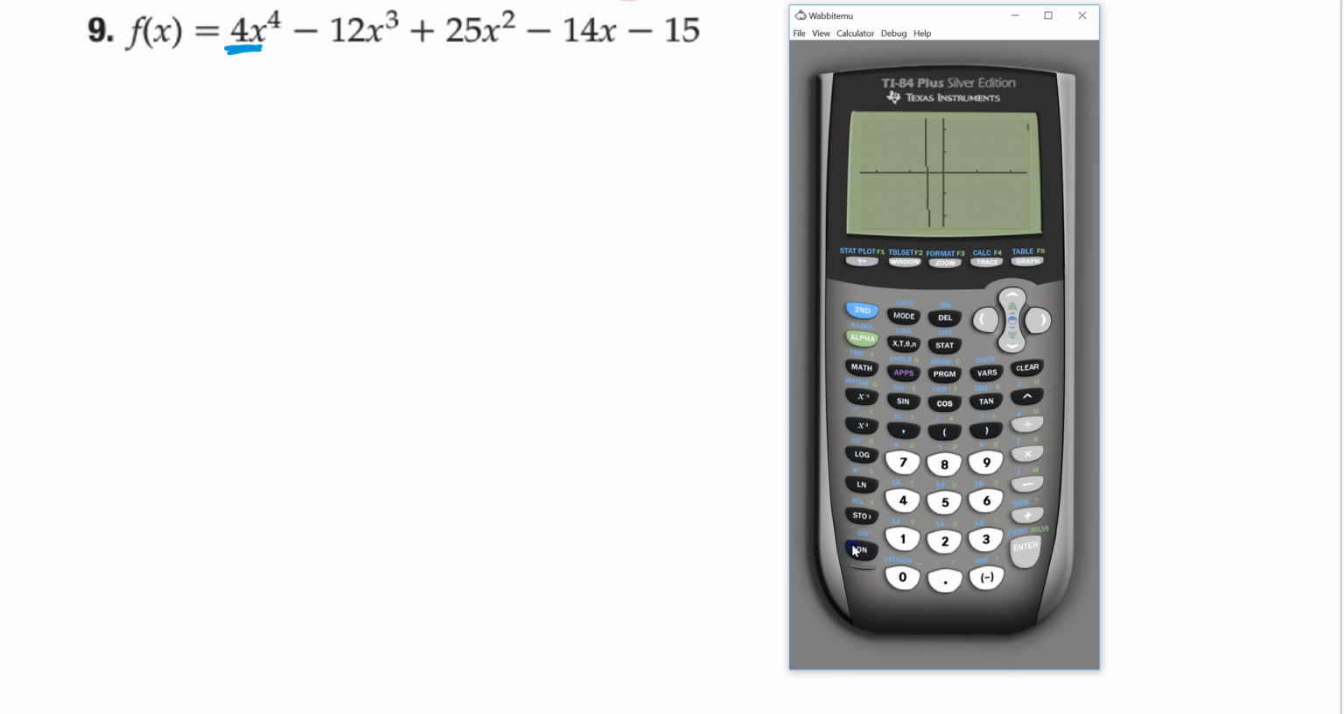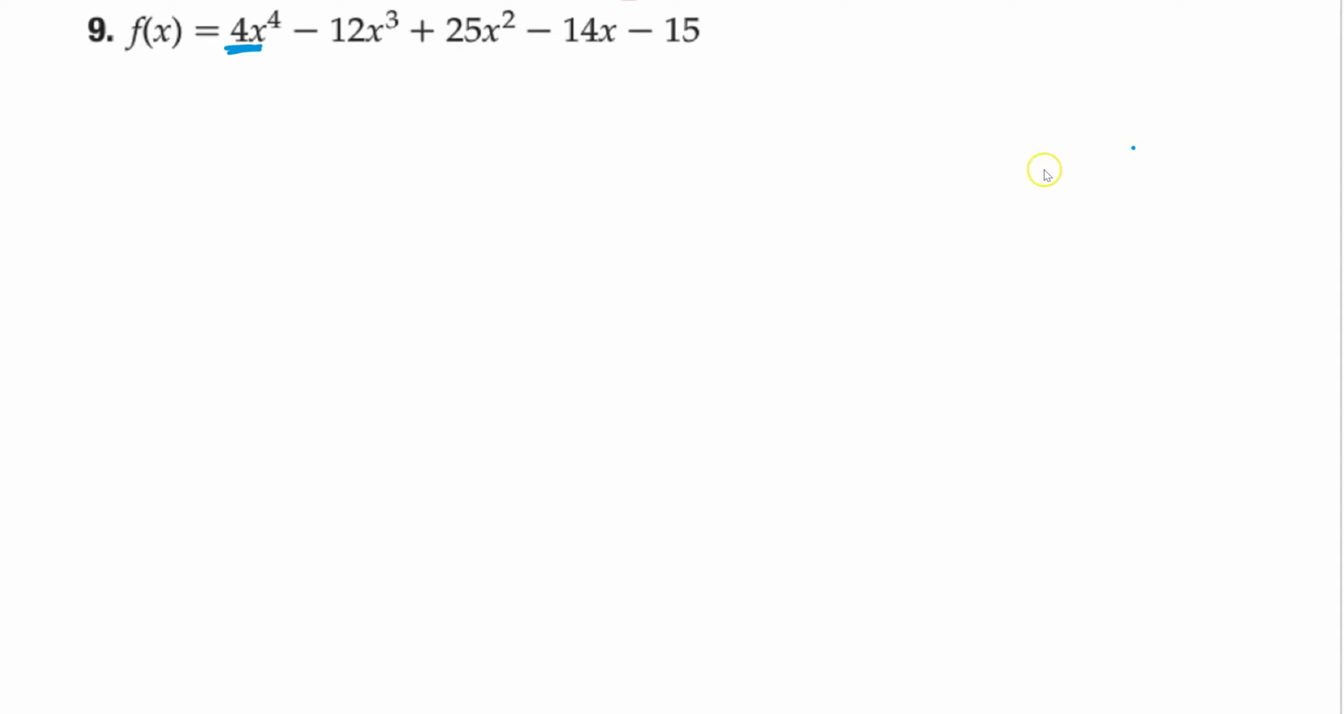Let me fix my window. I think I changed it, or I was looking at something. So zoom standard. And it crosses, so it crosses before 1 and between 1 and 2. And there's something else I noticed I'll point out in a second. So my graph kind of looks like this. Again, since it's a sketch, so I have some idea what I'm looking at.